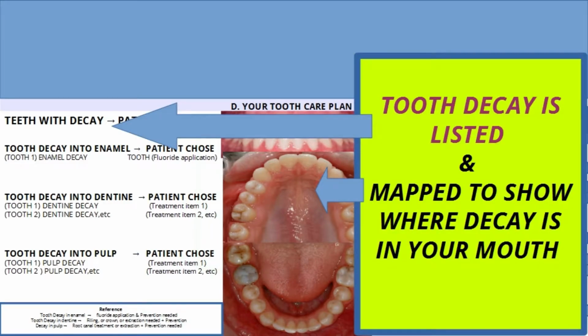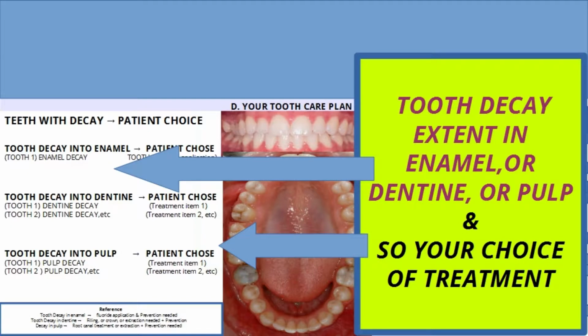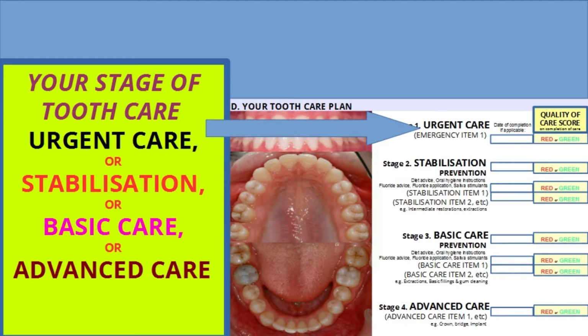Tooth decay is listed and mapped to show where decay is in your mouth and the tooth decay extent in enamel or dentine or pulp, and therefore your choice of treatment. The dentist labels your stage of tooth care. This is either urgent care or stabilization or basic care or advanced care.